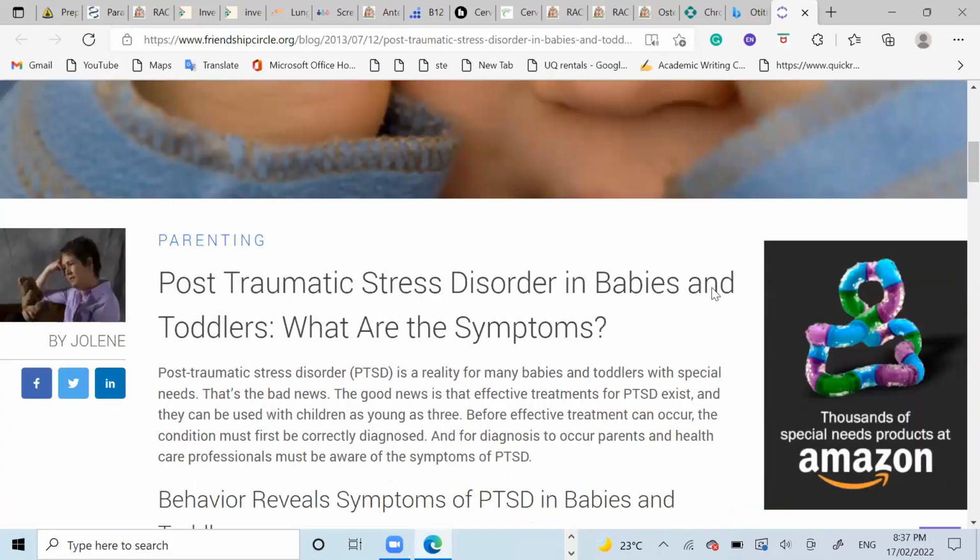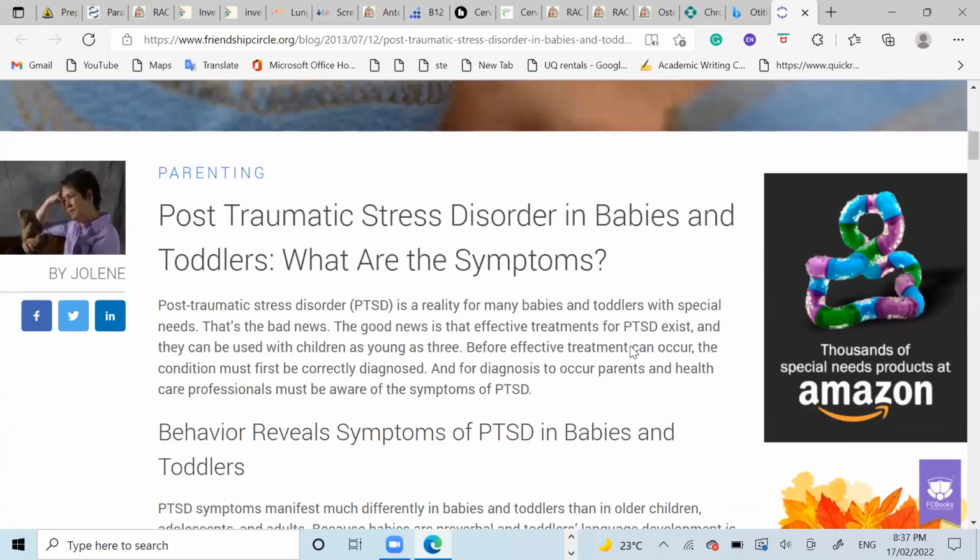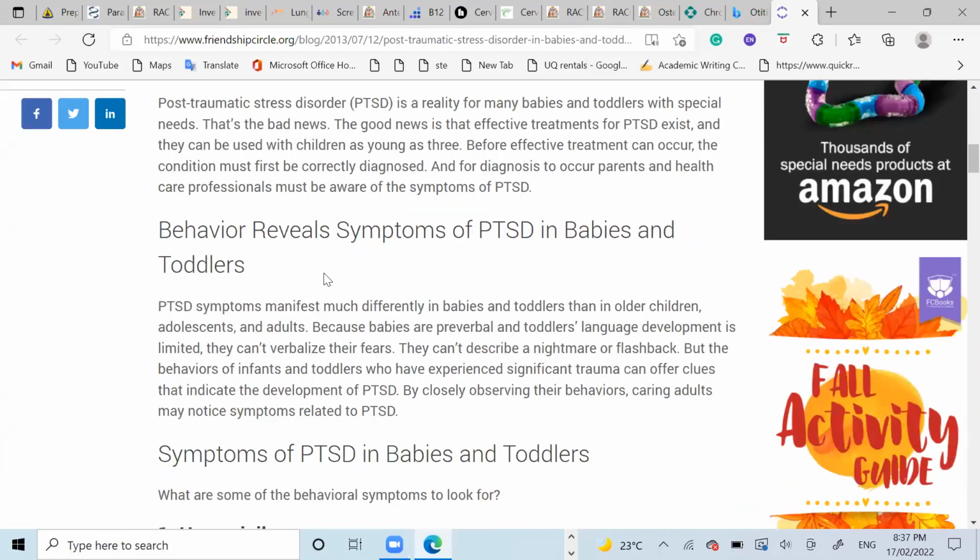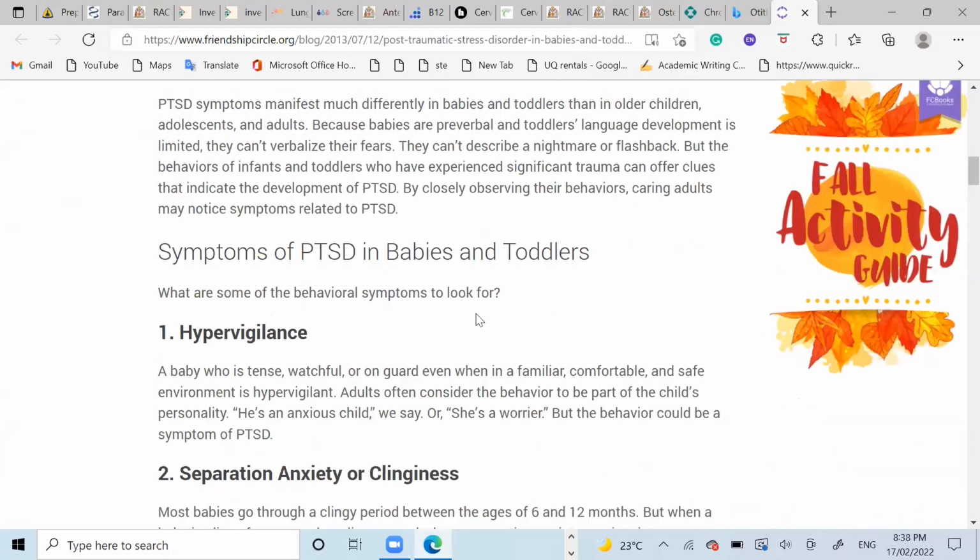So post-traumatic stress disorder in babies is a bit different than adults because these children are not able to express their symptoms in words. They will exhibit physical signs to you. So what are the signs? They will have behavioral problems. What kind of symptoms? Hypervigilant. They will be always looking over their shoulder. They will be very hypervigilant of their surroundings. Any loud noise will make them jump.